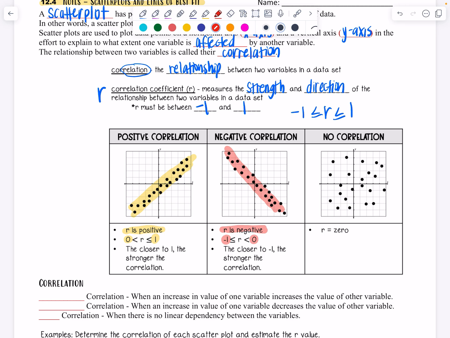And then we have where we have no correlation at all, which is where the data is just kind of scattered all over the scatter plot. That's where there's no relationship and R is 0.